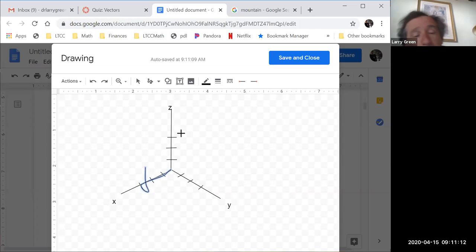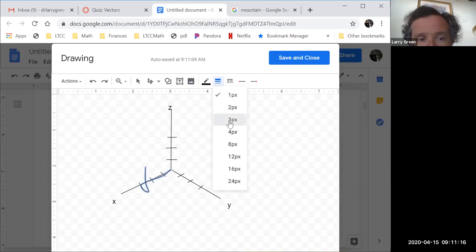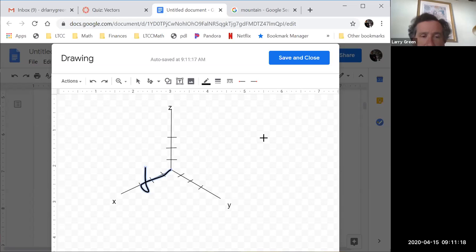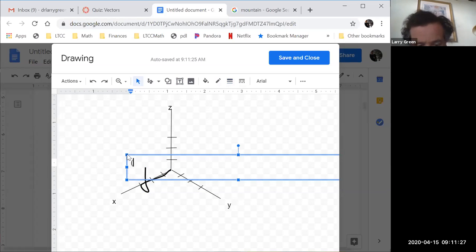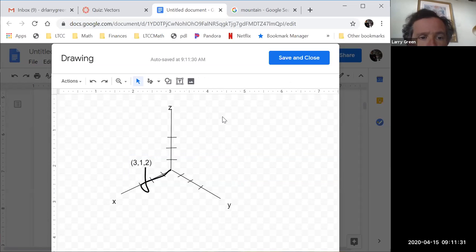Okay, and again, it's hard on the computer to draw it perfectly, so I just do my best. Make the line weight a little bigger so you can really see it. And it's always a good idea to label it. Okay, and maybe make it a point.